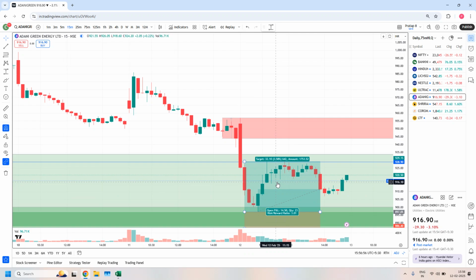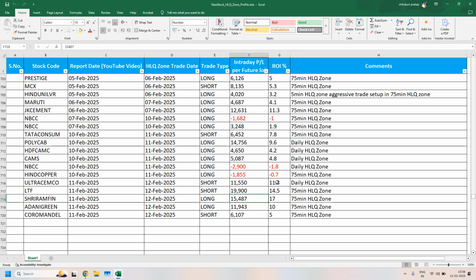And how much profit has it given? As per one futures margin cost calculations, Adani Green Energy has given 11,943 rupees profit, which is 10% ROI as per one futures margin cost.